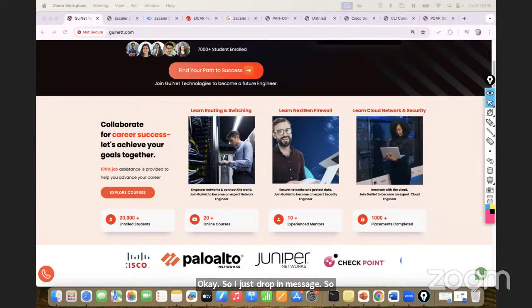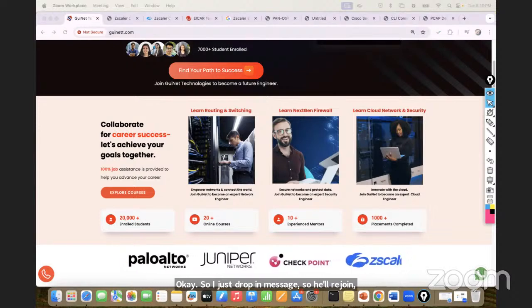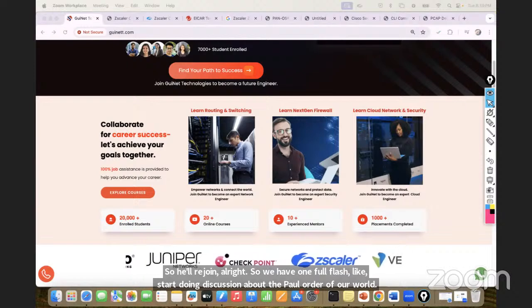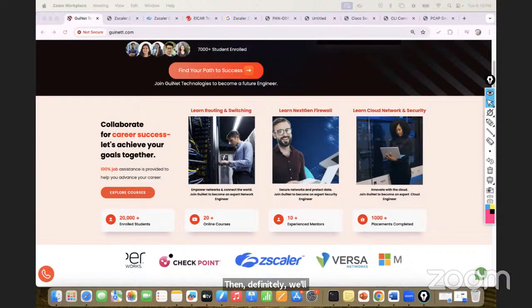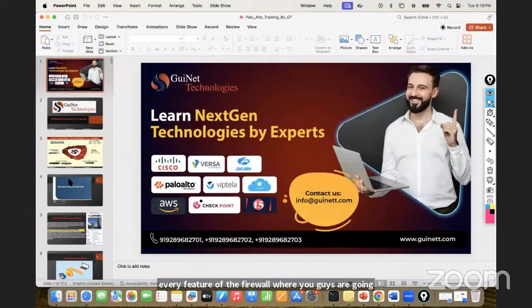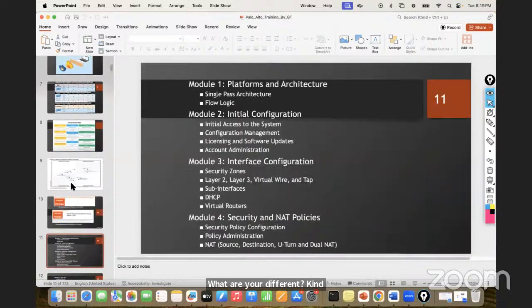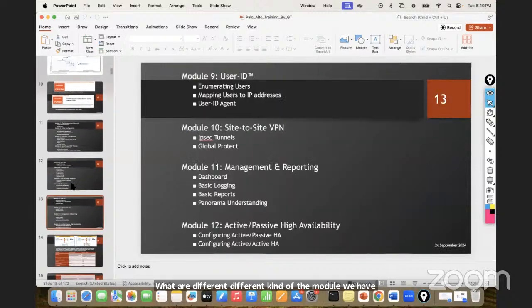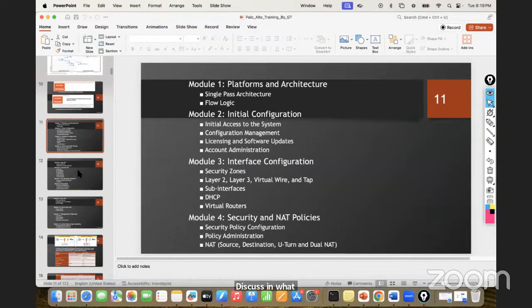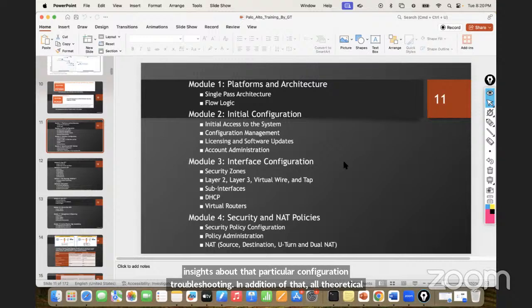So once we start discussing the Palo Alto Firewall, then definitely we will discuss step by step each and every feature of the Palo Alto Firewall, where you guys are going to understand how the configuration is going to happen. What are the different kinds of modules we have in the Palo Alto Firewall. So in total we have 12 modules. I'll explain definitely in today's session what we're going to discuss in what module, right? So you guys are going to get all insights about that particular configuration, troubleshooting, in addition to all theoretical concepts and how this is going to be discussed during the interview process. That scenario also I'm going to discuss, all right? So this is how it is going to work.